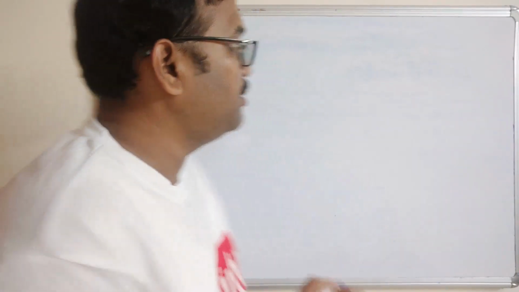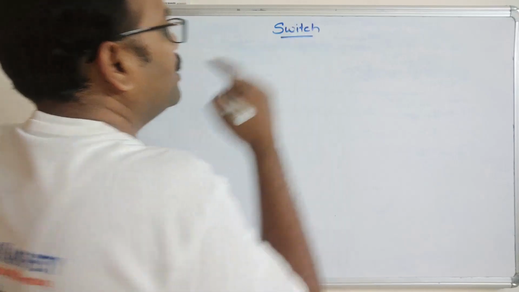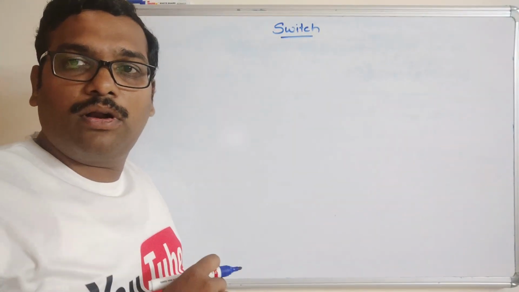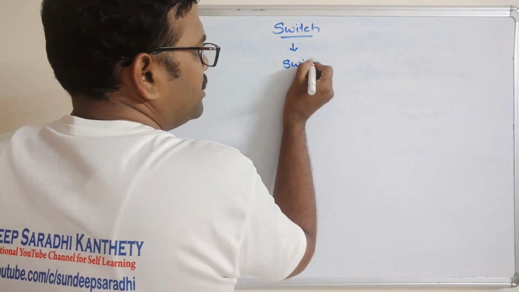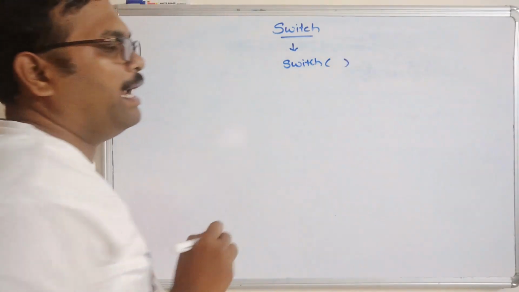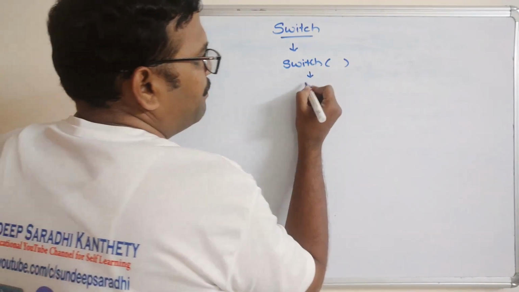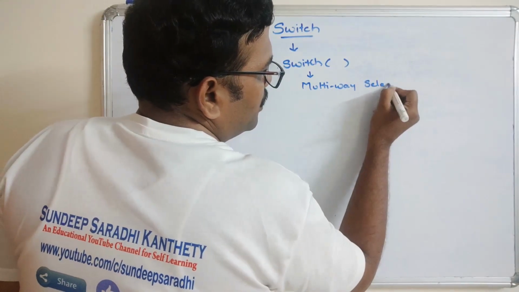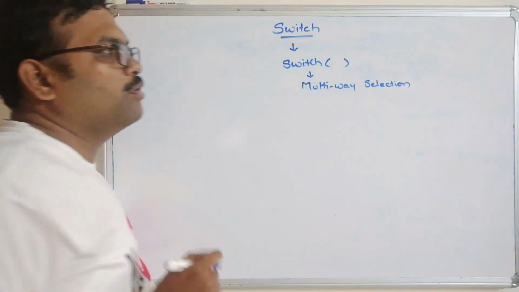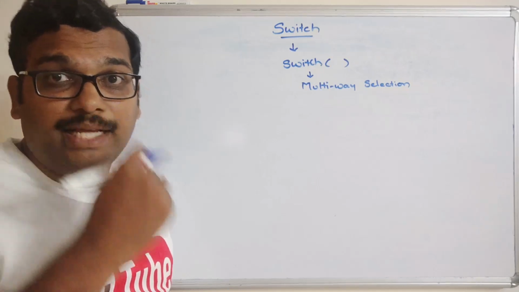So today we will see one more concept in R programming, that is a switch case. Usually we can call it a switch case or a switch function. It is also called a multi-way selection statement. Based upon the input given to the switch function, the corresponding case will get executed.